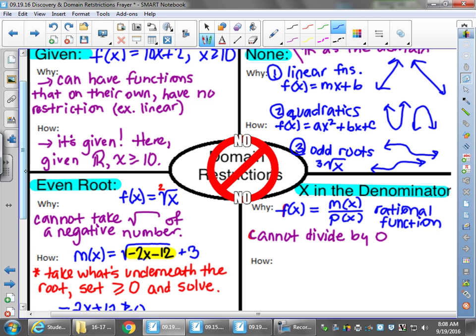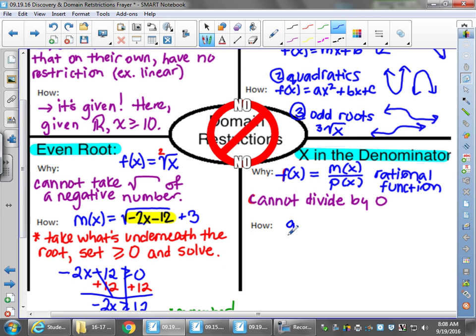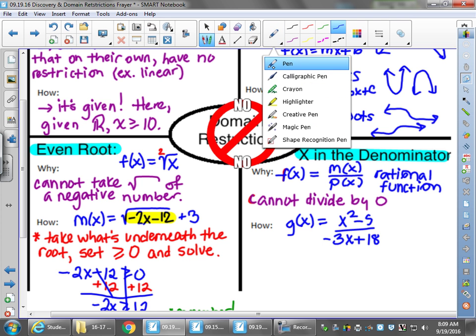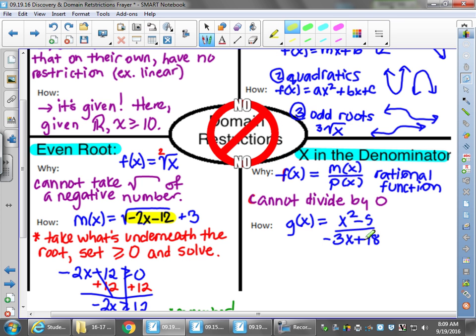Let's do an example, just like we did for our even roots. Here's our example. G of x equals x squared minus 5 divided by negative 3x plus 18. So for those of you who like to highlight, what am I going to highlight here? What do I have to pay attention to? Just the denominator. Do I care what's up top? Nope. There could be some ridiculously long function up top. Who cares? Doesn't matter. Only paying attention to the denominator.